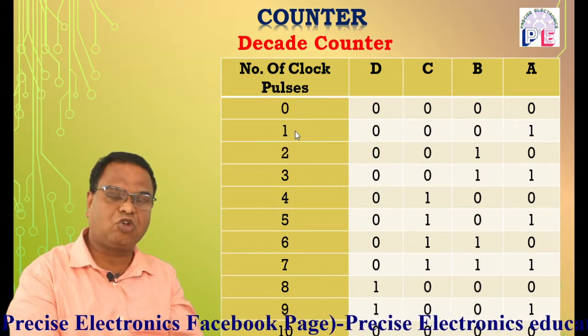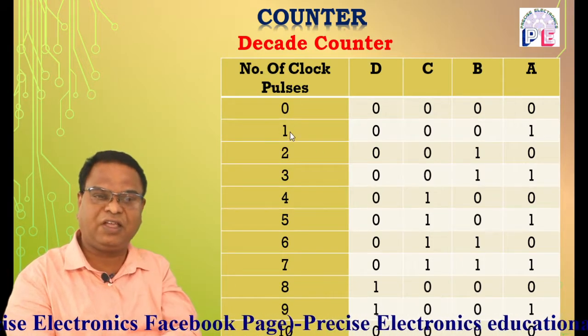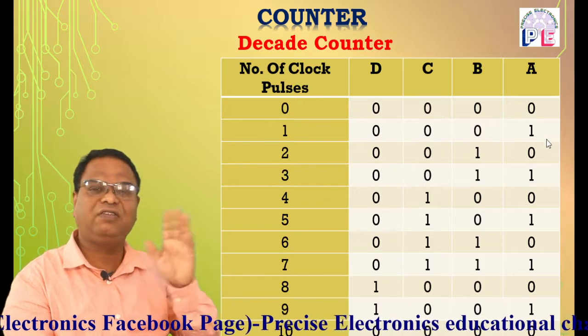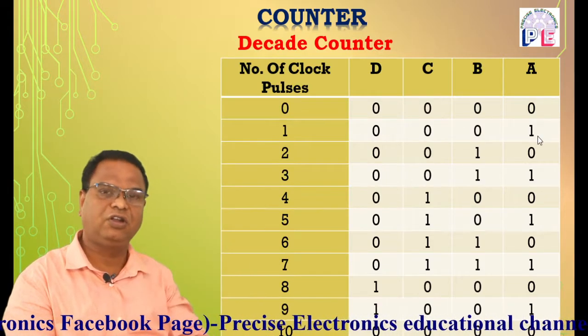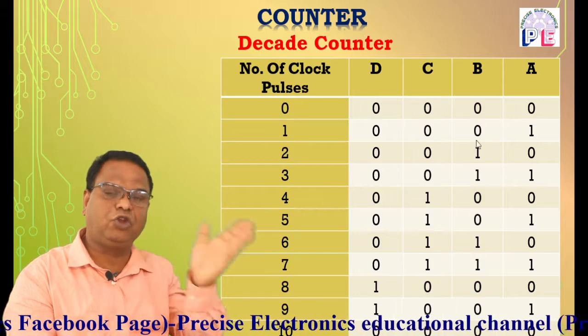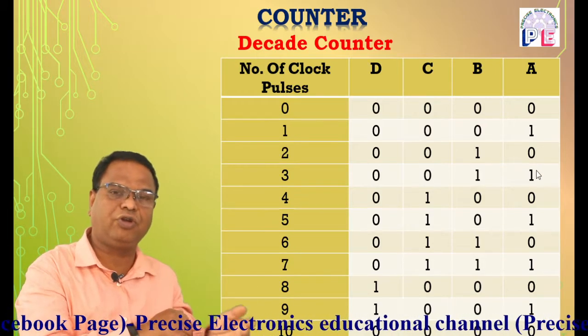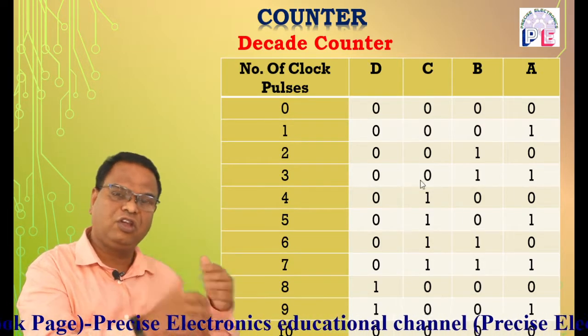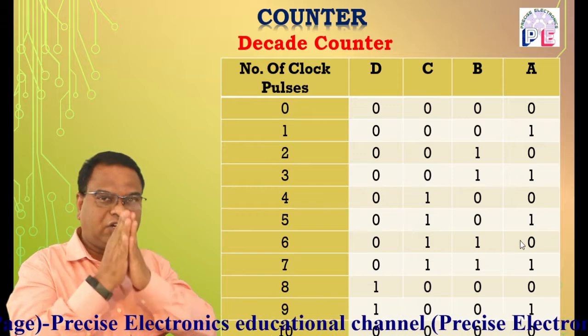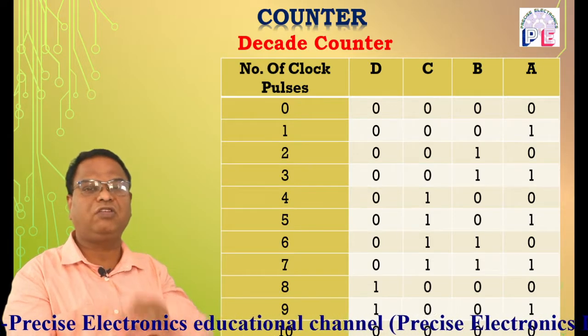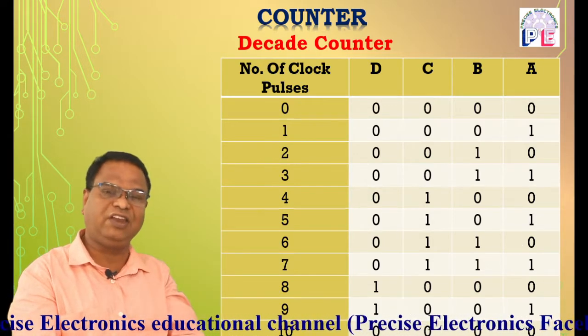At the end of the first clock pulse, the output of the counter, DCBA, is equal to 0 0 0 1. Second, 0 0 1 0, next 0 0 1 1, next 0 1 0 0, and so on. So at the 10th clock pulse, the output of the counter is 0 0 0 0. That is the initial stage.